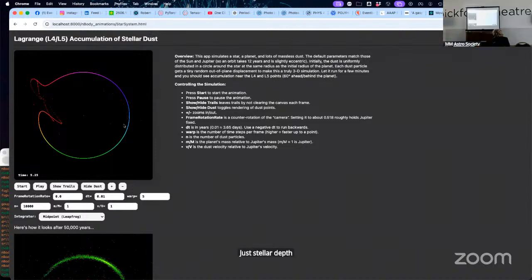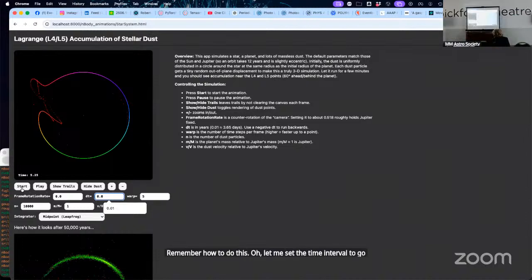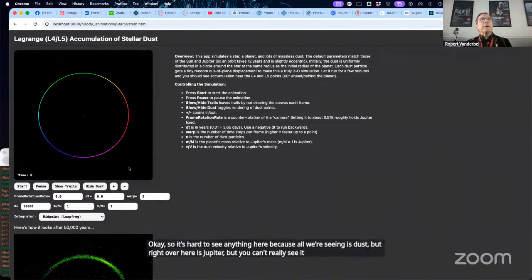And I start this all off. Let's see if I can remember how to do this. Let me set the time interval to 0 and hit restart. Okay, now it does nothing. And turn off the trails. Oh, wait a minute. Hit play. Oh, yes, that's not the trails. That's just all the dust. Okay, so it's hard to see anything here because all we're seeing is dust. Right over here is Jupiter, but you can't really see it. It just looks like one of the dust particles.